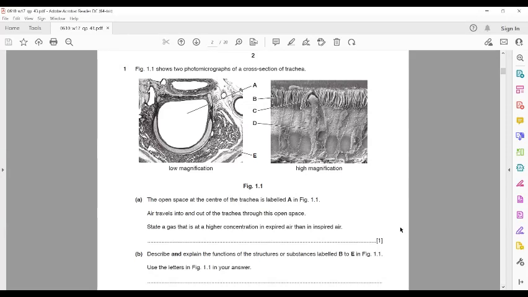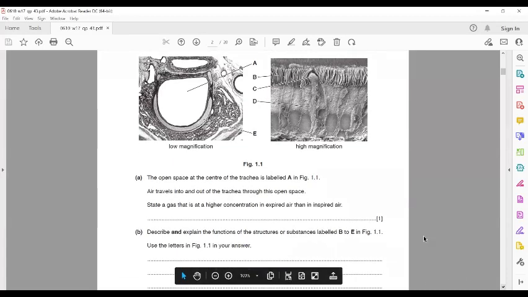State a gas that is at a higher concentration in expired air than in inspired. Because it has only one mark, you can write carbon dioxide, or if you write water vapor, it is also correct because it is in the form of a gas. So either water vapor or carbon dioxide.